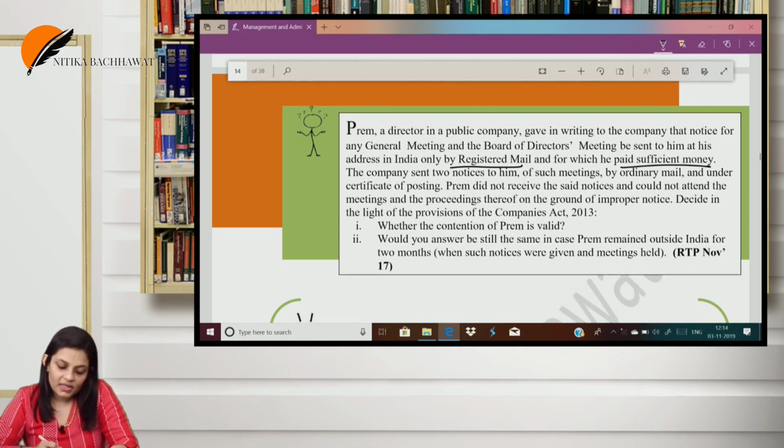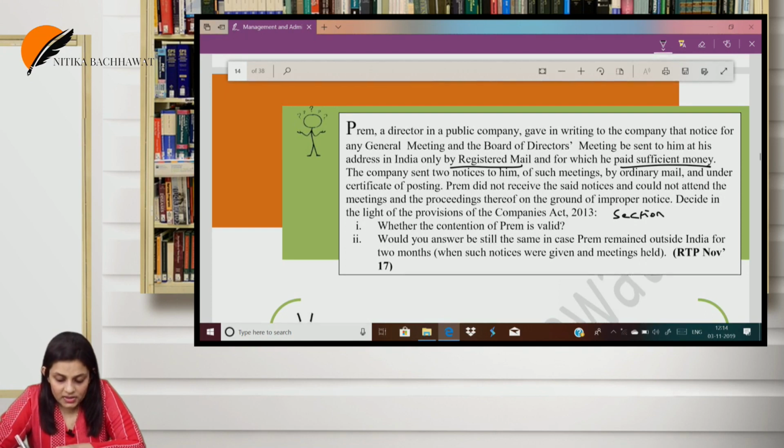The company sent notice to him of such meetings by ordinary mail and under certificate of posting. Prem did not receive the said notices and could not attend the meetings, and he challenged the proceedings thereof on the ground of improper notice. Decide in the light of the provisions of the Companies Act.